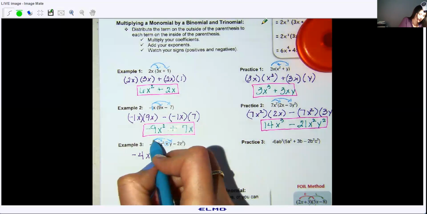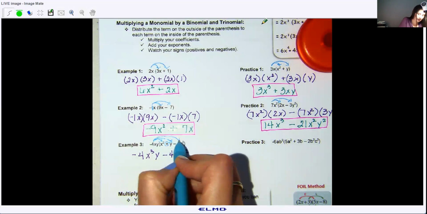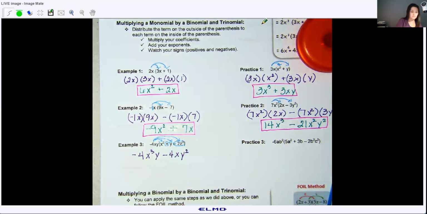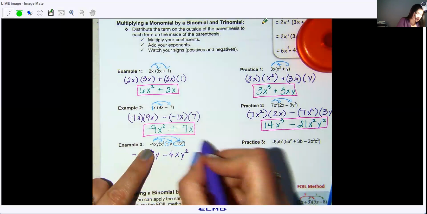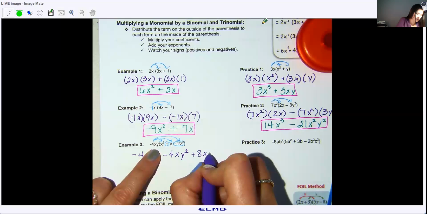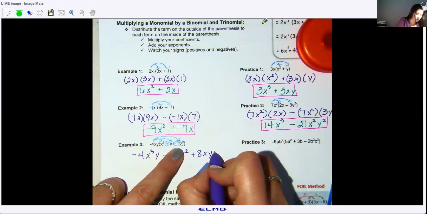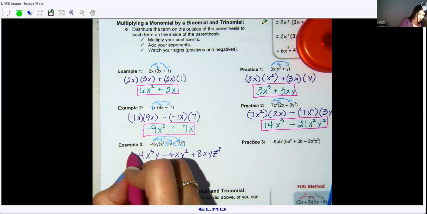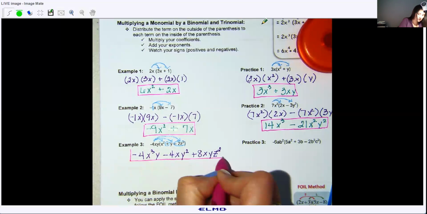And then I have a negative 4 times a negative 2z squared. So negative 4 times a negative 2 is a positive 8. There's no x's to combine or y's to combine or z's. So this would be your final answer.